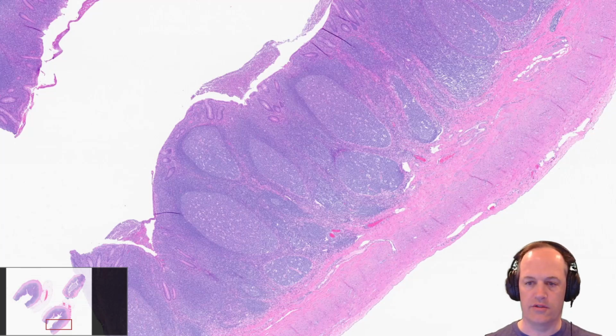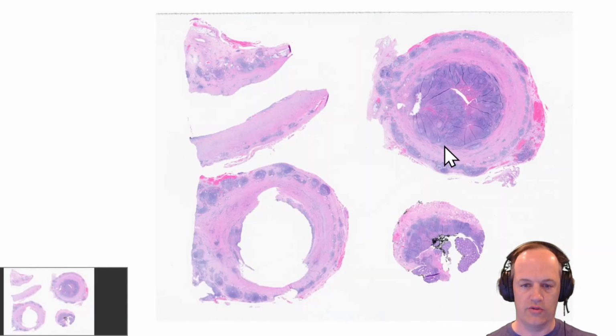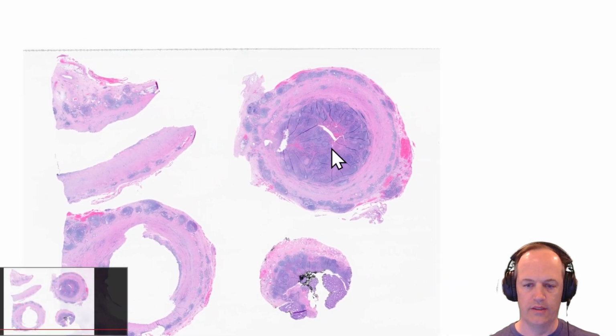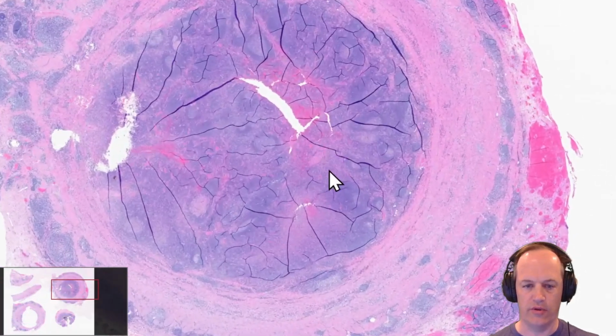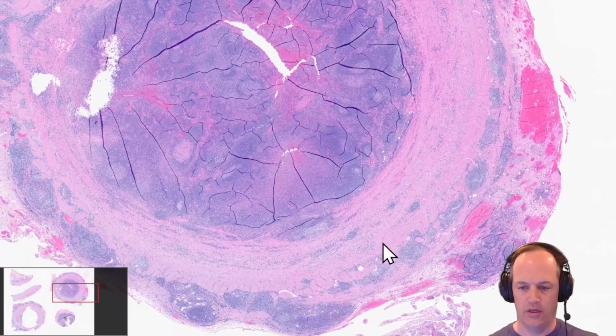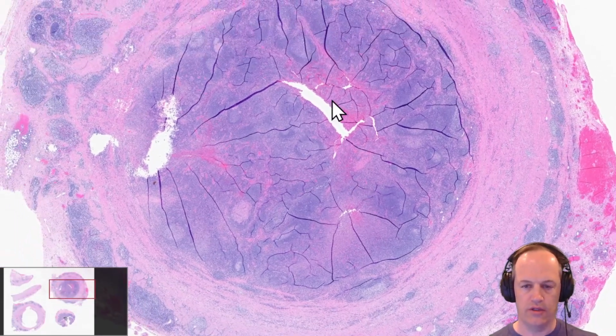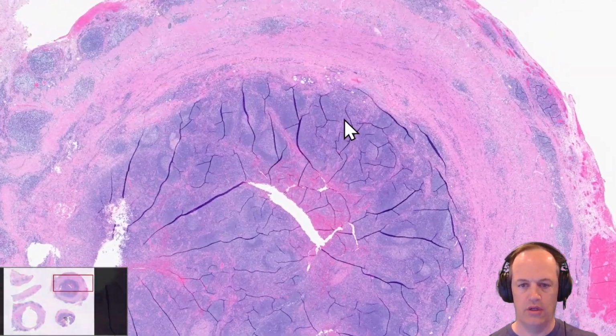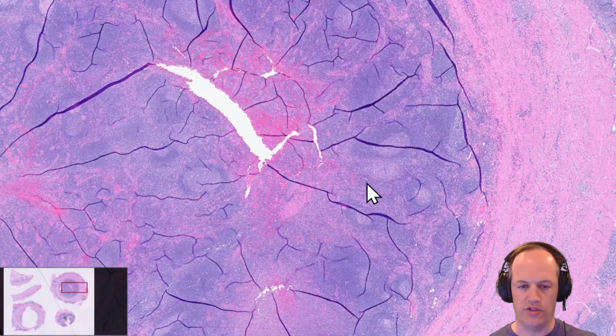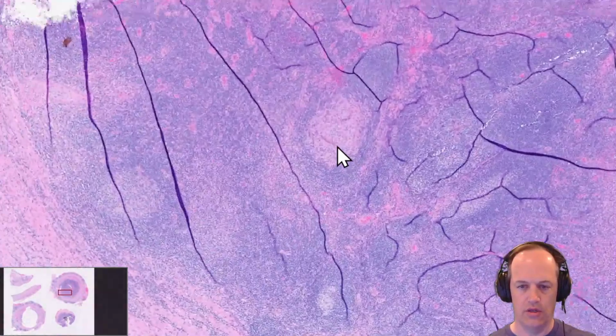So there's other patterns we can see in the appendix that are not appendicitis that are important to know about, and here's one of them. Does anybody know what we're seeing here? So we're seeing the muscular wall, the mucosa, here's the lumen, but there's something more than just germinal centers here.